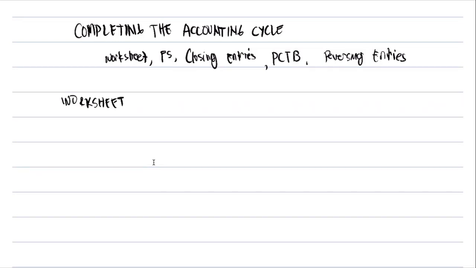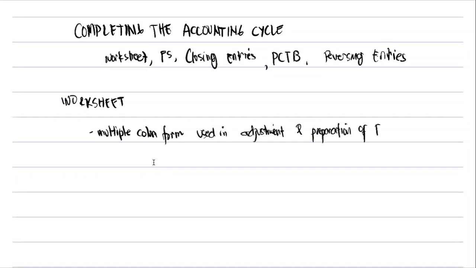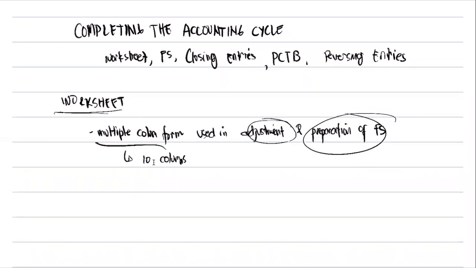So what is a worksheet? A worksheet is a multiple column form used in the adjustment and preparation of financial statements. Actually, it is composed of 10 columns. And take note of the purpose of your worksheet: only for your adjustment and preparation of financial statements.